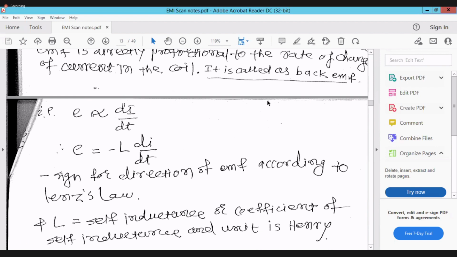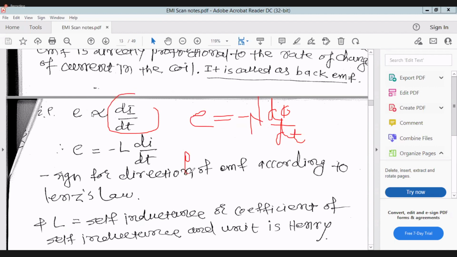Actually, induced EMF is due to the rate of change of flux. I have written here: induced EMF is equal to minus N d phi by dt. But this rate of change of flux is due to the rate of change of current, so I can write E is equal to minus L di by dt. The left hand side, the induced EMF, is the same, so I can equate these two.